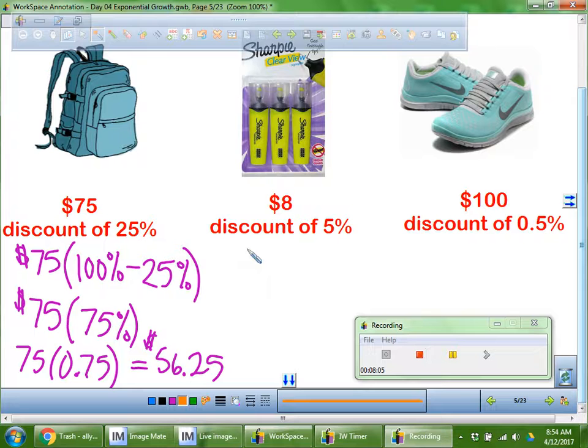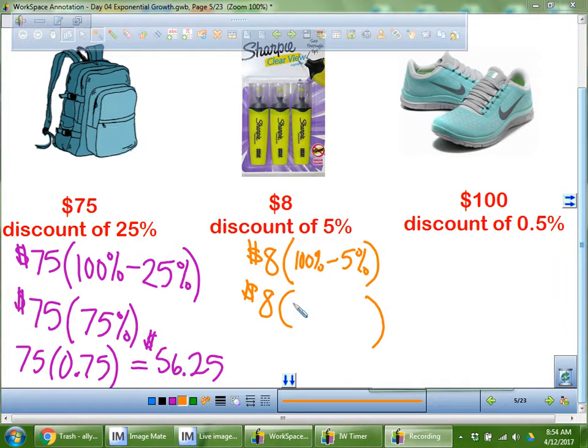So could you guys do the Sharpie or the highlighters? This would be, instead of 100%, we're only paying 95% of it. So I'm curious what decimal you guys would put here. 0.95. This one is 95 because we're subtracting 5%. $7.60. These are kind of expensive highlighters. I think that's pretty accurate.